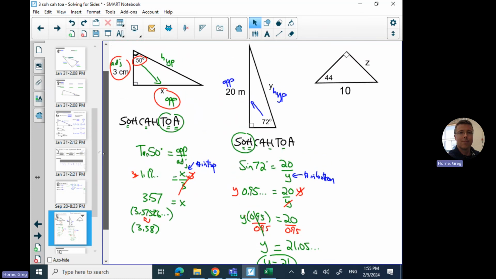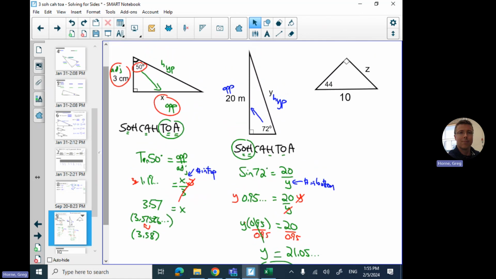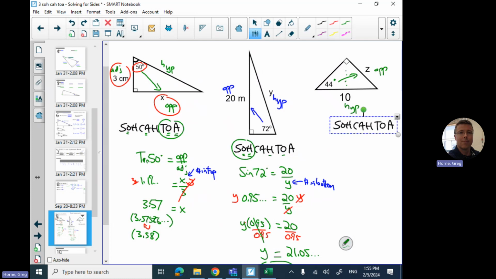All right, so that's the tan and a sine so far. So let's keep going here. We have 44 degrees, we have an opposite side, and we have, of course, the hypotenuse across from the 90, the longest side. And so we have, in this case, SOHCAHTOA. It's just that sucker over here. And so we're looking at opposite and hypotenuse.